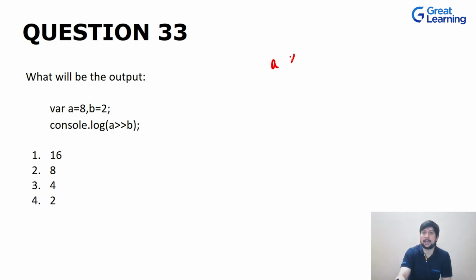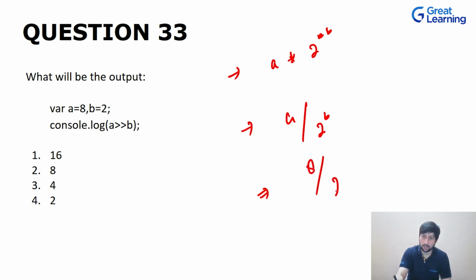I'll write it in the same manner. Earlier it was A into 2 raised to power B for the left shift, right? Now in the right shift, this happens to be the case: A divided by 2 raised to power B. Now let's check it for this example. So you have 8 as A and you have B as 2, which is 2 raised to power 2, so 8 divided by 4, which is nothing but 2, correct? So this is the correct option.